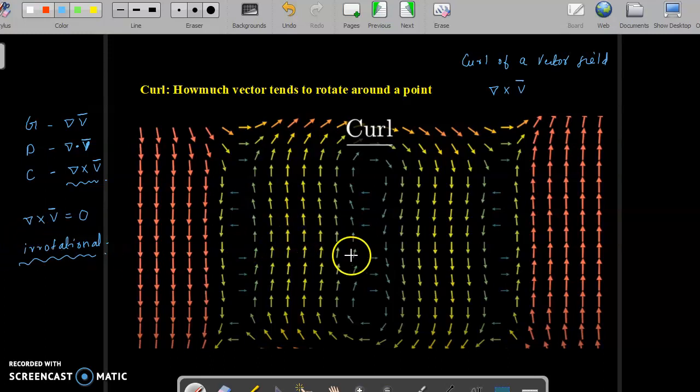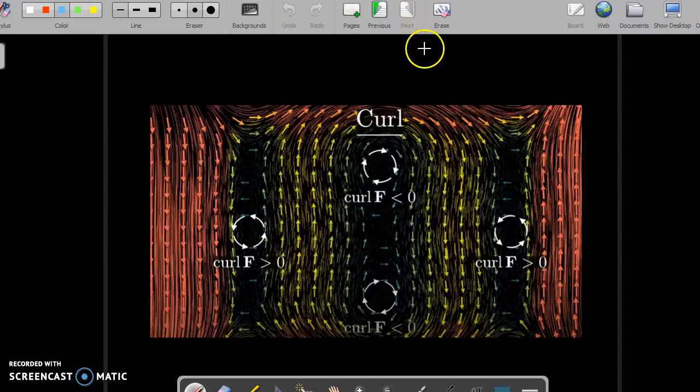And here you can see that the vector field is rotating, and at some point here you can see that the rotation is clockwise. Here it is also clockwise. And now see this point. If this is the vector field F, and if you take the curl of F at this point, if it is clockwise, then it is less than 0.